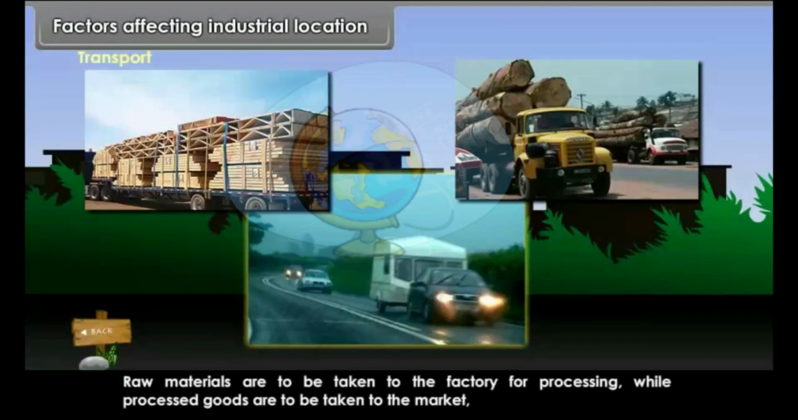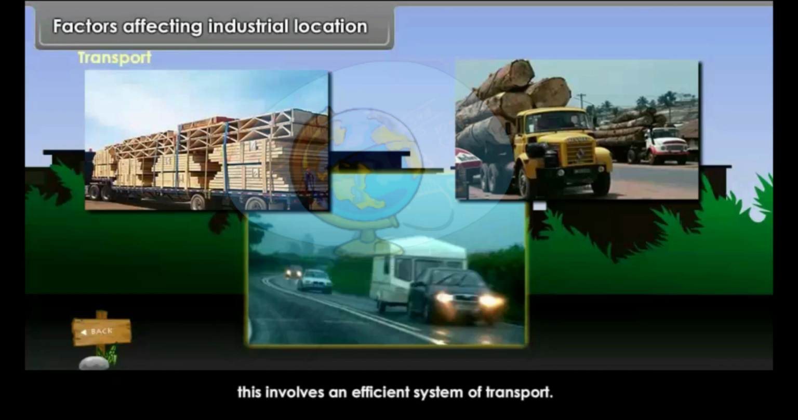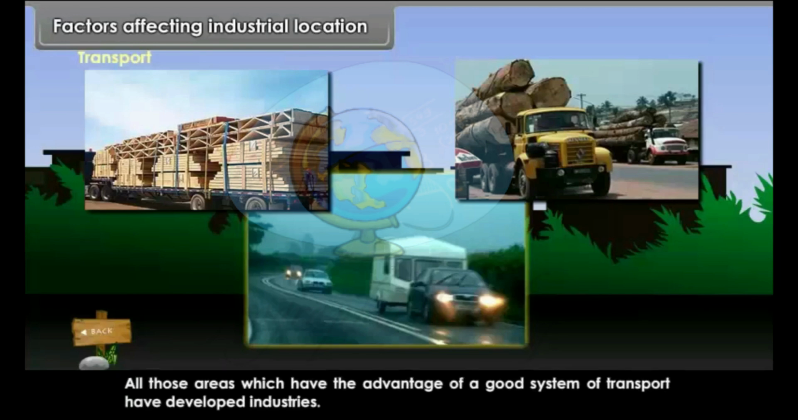Transport. Raw materials are to be taken to the factory for processing, while processed goods are to be taken to the market. This involves an efficient system of transport. All those areas which have the advantage of a good system of transport have developed industries.